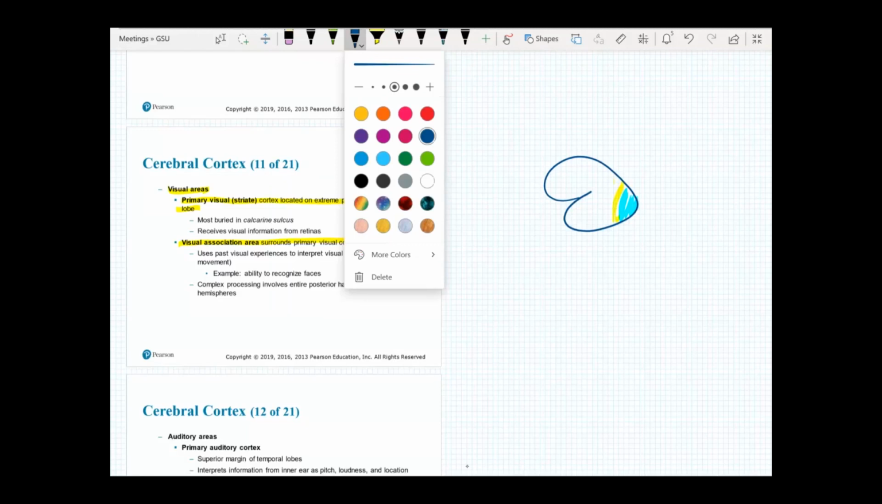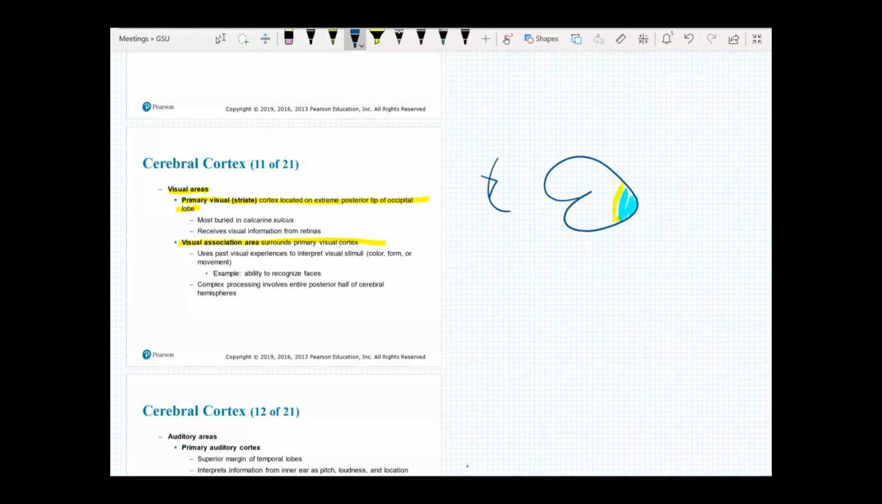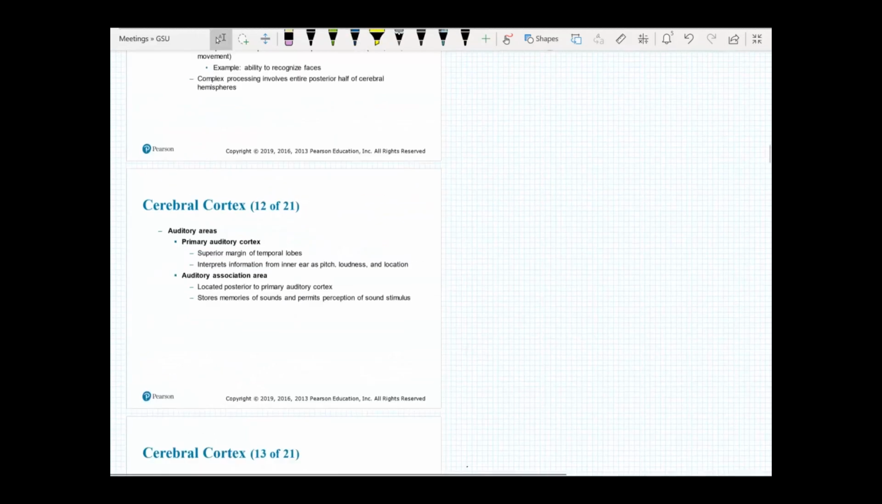So the primary visual cortex is very interesting because our eyes are all the way up here. So the information from our eyes has to travel from our eyes into our brain through a very complex pathway, and then eventually get to our primary visual cortex.